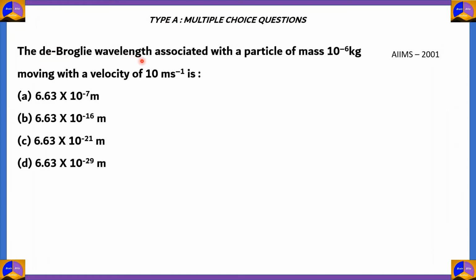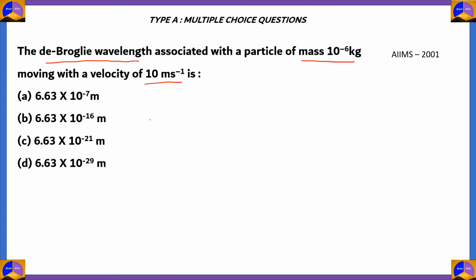The de-Broglie wavelength associated with a particle of mass 10 raised to minus 6 kg moving with a velocity of 10 meters per second is one of the four options. We need to find out which of these is the right option. So we're given mass 10 raised to minus 6 and the velocity is 10 meters per second. We need to find out the de-Broglie wavelength.